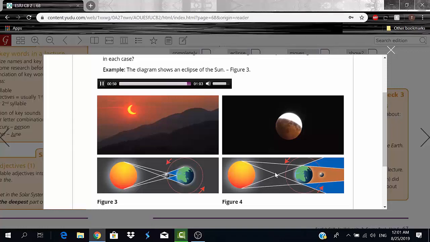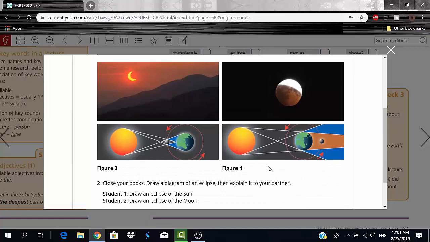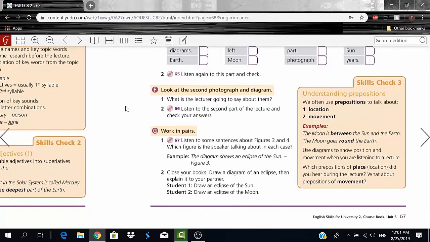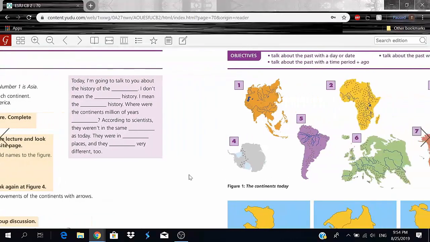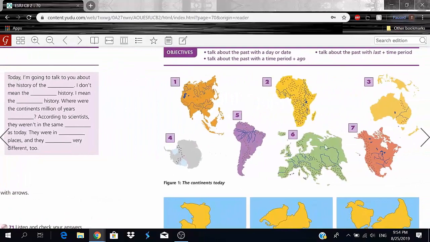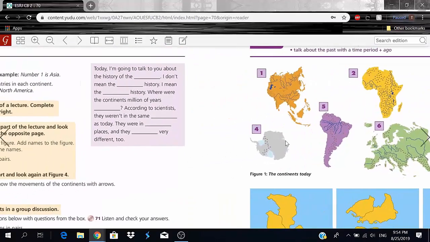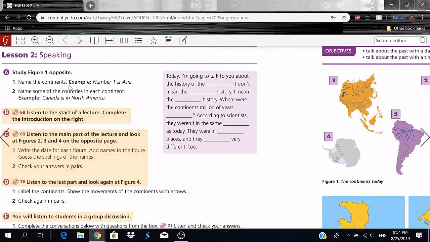Alright, you guys? So this is how it was done. Okay? Now let's move on to lesson 2, speaking. Here we have exercise A. Study figure 1 opposite. So here's figure 1. We have different continents of the world, and we're going to have to name them, right? So name the continents, and we have an example.